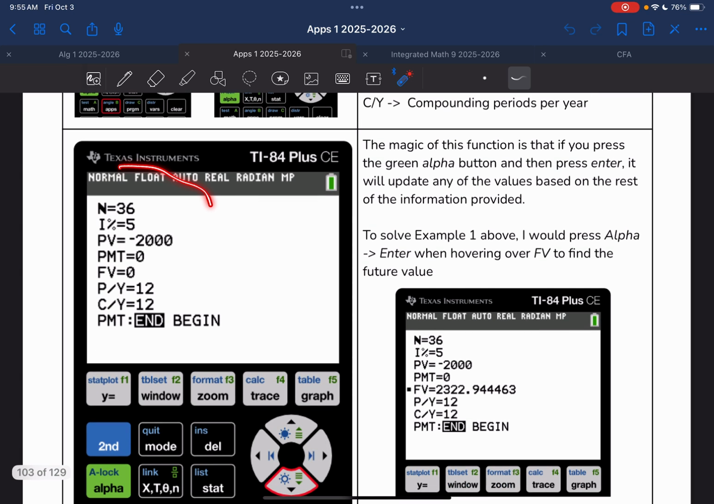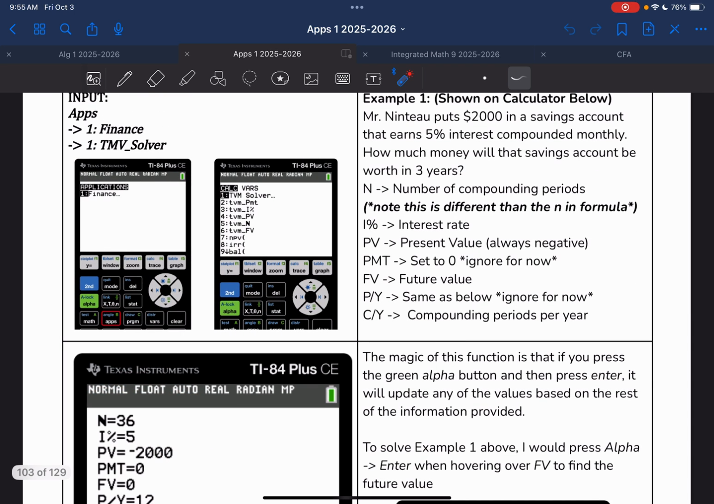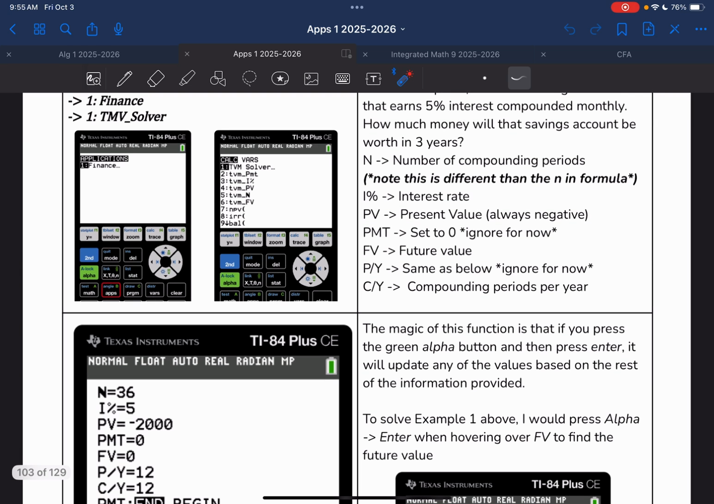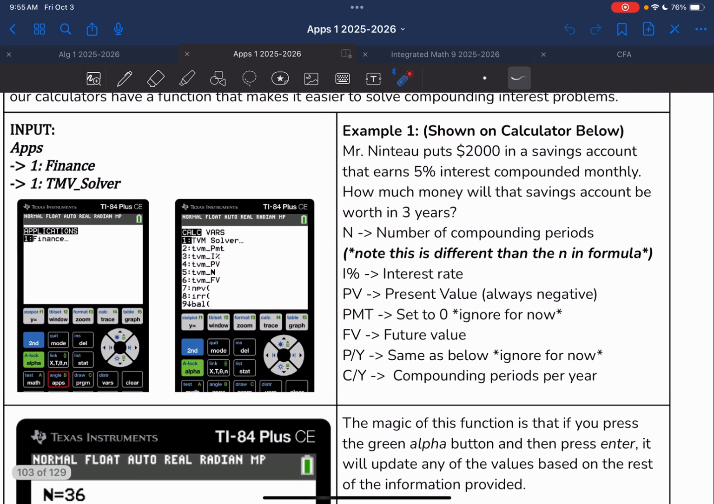And we're going to be given this list of parameters that's also located here. And what you do is you basically plug in all of the parameters that you know, and then you hit alpha enter on the one that you're trying to solve, and it solves for the value that you don't have based on all the information that you do have. So it's really cool. So let's go through the parameters one by one.